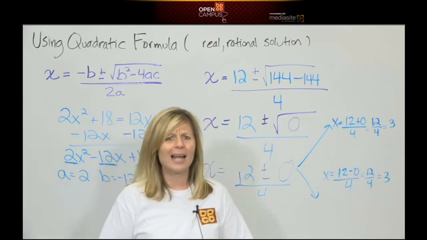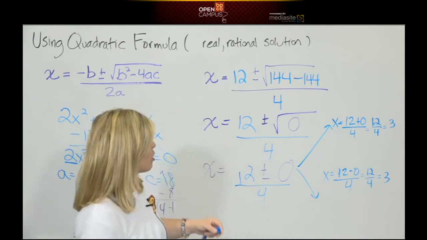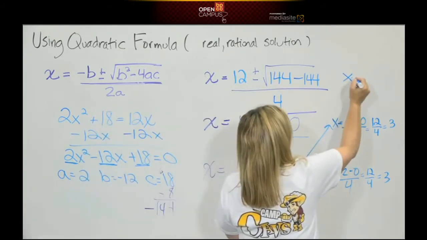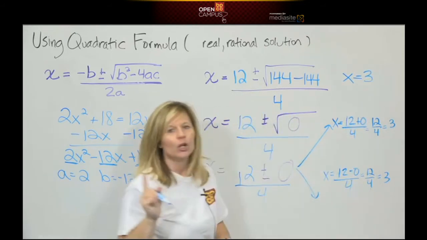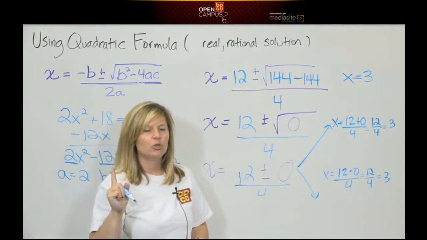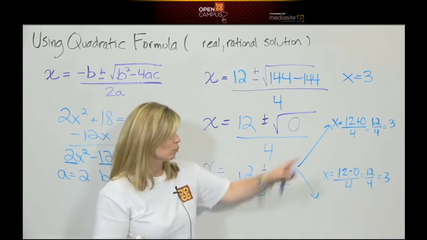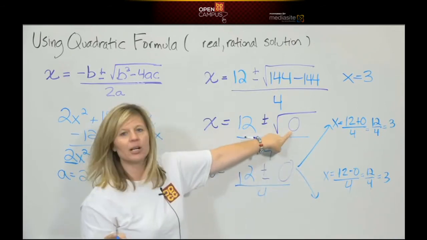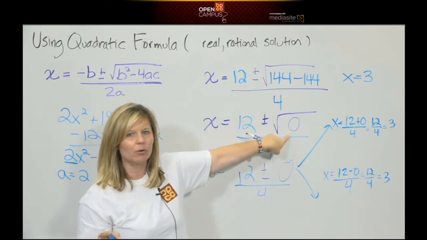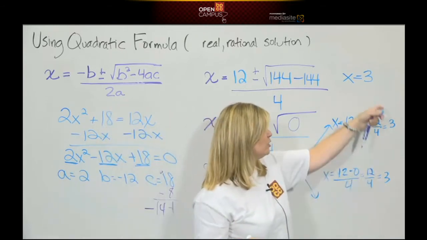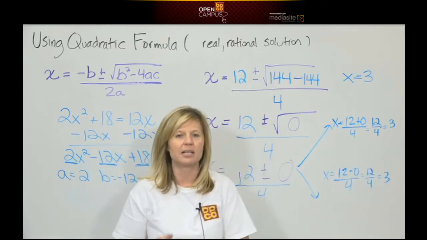So we do not write x is 3, x is 3. We just write it once. We say the solution here is x is 3. You are guaranteed to get the same solution repeated if the number in the square root is 0. If that square root number becomes 0, you are guaranteed these 2 solutions will always be the same.